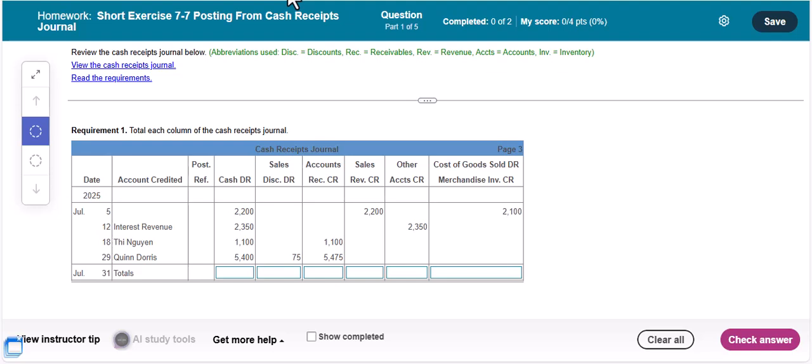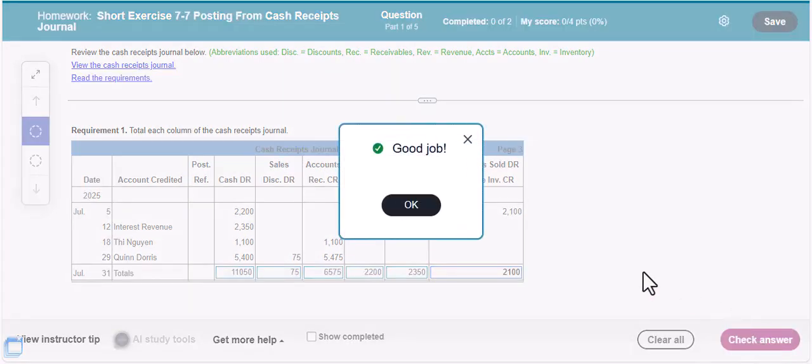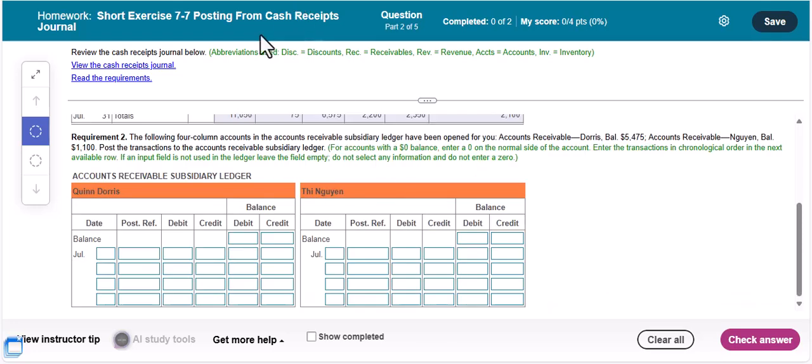The first thing we need to do when starting this problem is total each of these columns. When we add up all the cash debits, we get a total of 11,050. For sales discounts, that's pretty easy, just the 75. For accounts receivable, that is going to be 6575. Sales revenue, 2200. Then for other accounts credit, that's 2350. And finally, cost of goods sold and merchandise inventory, 2100. So we can go ahead and check our answer. Good job. Now we're on to requirement 2.